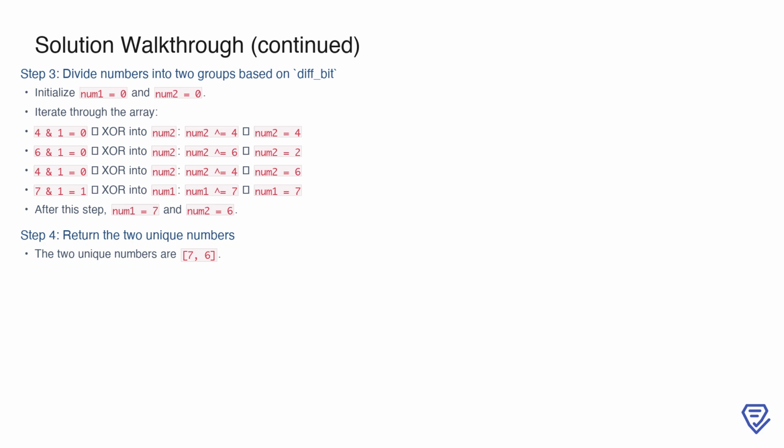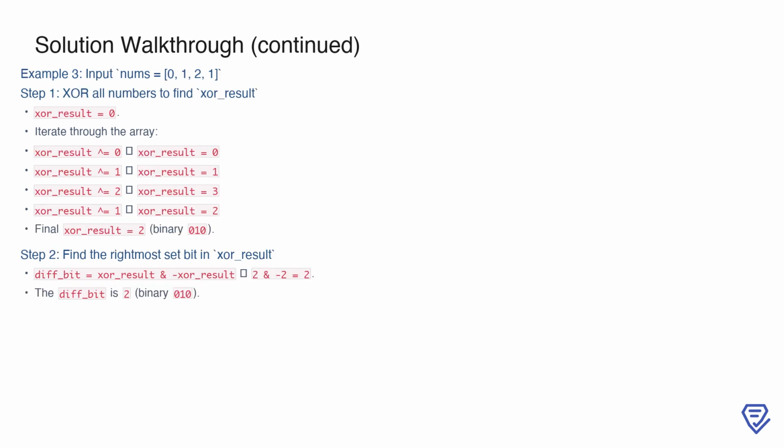These are the two unique numbers in the array, and they are returned as the result. In this example, the input array is 0, 1, 2, 1. The process begins with the XOR operation to find XOR_result. Starting with 0, XOR with 0 remains 0, XOR with 1 gives 1, XOR with 2 gives 3, and XOR with 1 again gives 2.